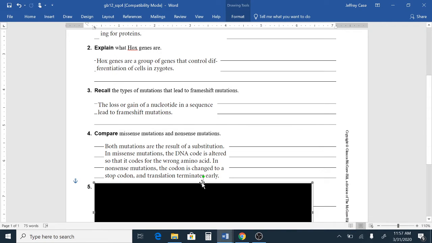Number 4, compare missense mutations and nonsense mutations. Both mutations are the result of a substitution. In missense mutations, the DNA code is altered so that it codes for the wrong amino acid. In nonsense mutations, the codon is changed to a stop codon, and translation terminates early.